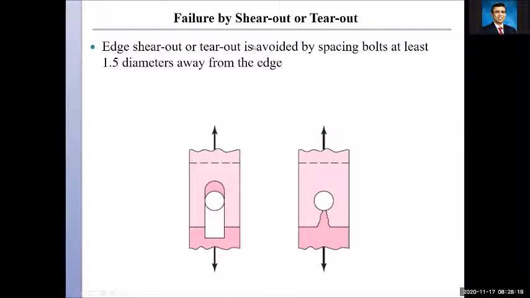And the best thing to avoid these is to make sure that we space the bolts at least 1.5 times the diameter away from the edge and also center to center. So we keep this typically at least 1.5 times the diameter. We want to make sure that we keep a distance from the edge of the member that is at least 1.5 times the diameter to avoid this type of failure.